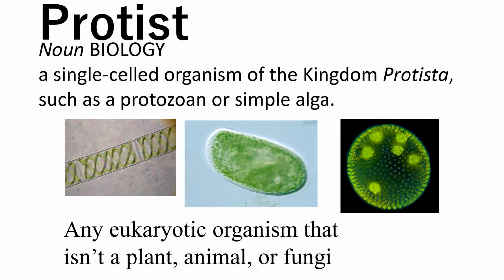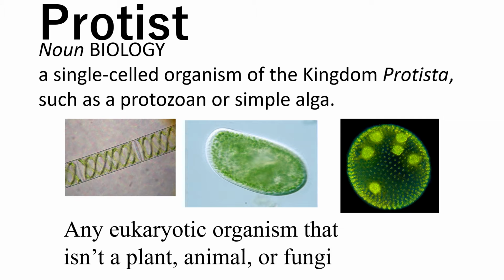The definition of a protist is a single-celled organism of the kingdom Protista, such as a protozoan or a simple algae. Added to that definition is any eukaryotic organism that isn't a plant, animal, or fungi. Now, before you pause this to write that definition down, I want you to notice this quirky little addition at the bottom: any eukaryotic organism that isn't a plant, animal, or fungi. It's the catch-all, and we're going to talk a little bit more about that as we go along.